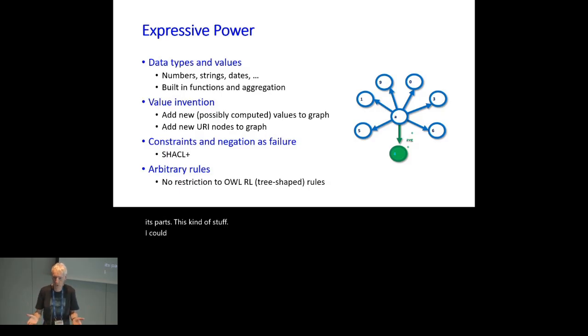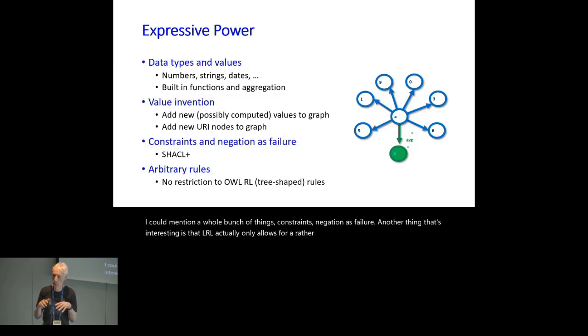I could mention a whole bunch of things: constraints, negation as failure. Another thing that's interesting is that OWL RL actually only allows for a rather simple sort of tree structured rule. But once you've got rules, it's often useful, and again, particularly in domains like biohealth, where we're often interested in complex interconnected structures like anatomy, to be able to have more arbitrary rules that can make kind of cyclical connections between things.